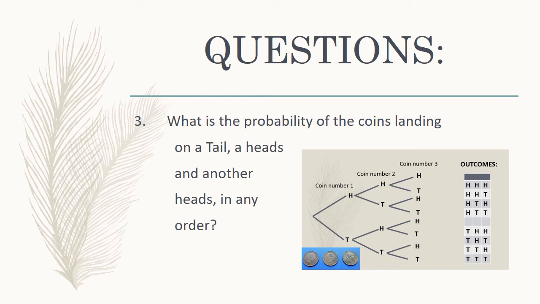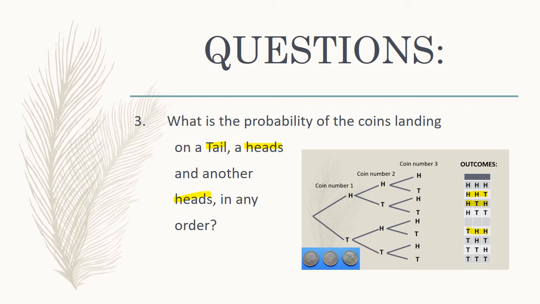Question number 3. What is the probability of the coins landing on a tail, a heads, and then another heads? So tail, heads, heads, and that is in any order. Okay, so just have a look again. 1 tail and a heads and a heads. So 1 tail and 2 heads. But they told me in any order. So we are looking for where there's 2 heads and 1 tail.